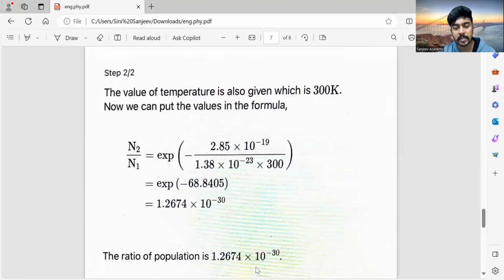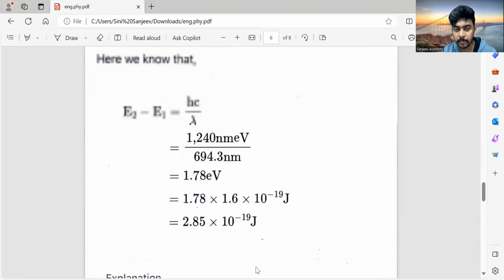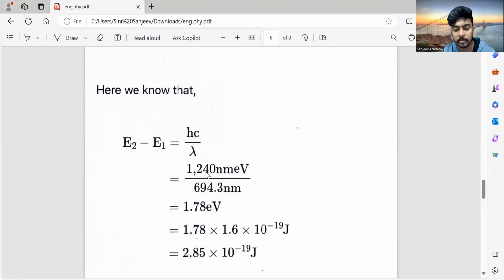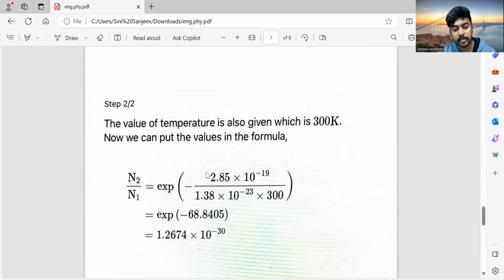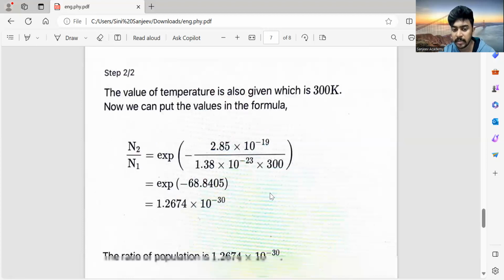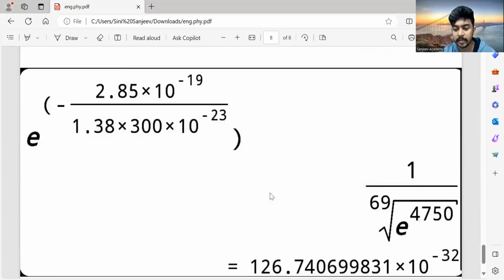This question is, I think, a 7 or 8 mark question. In this question, we have to know 2 to 3 things. One is the hc value: we have to know 1240 nanometer electron volt, very easy to learn by heart and keep ready. Then you should remember the formula N2 by N1 is equal to exponential of minus 2.85 into 10 power minus 20, and the k value, 1.38 into 10 power minus 23. Temperature is already given in the question, 300 Kelvin. Just substitute it as in the calculator here. You can pause the video and check how I have done it. This I took from my own calculator screen.